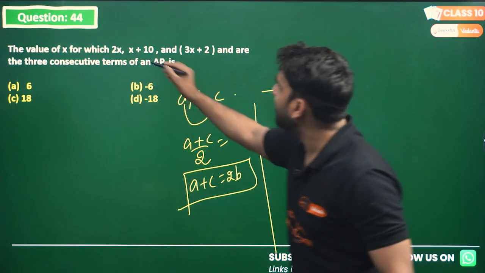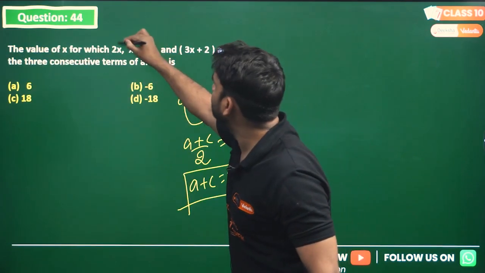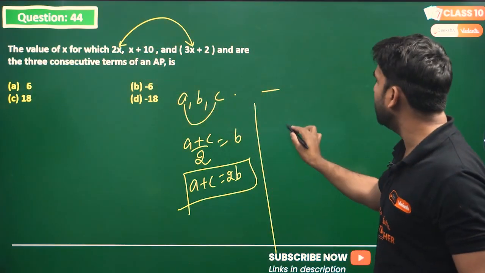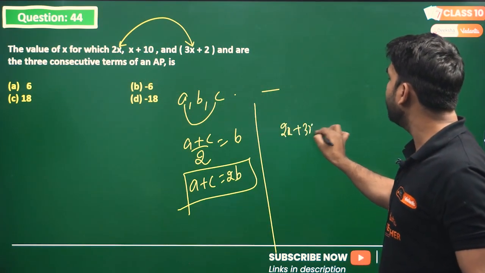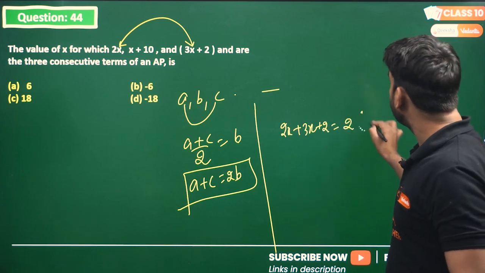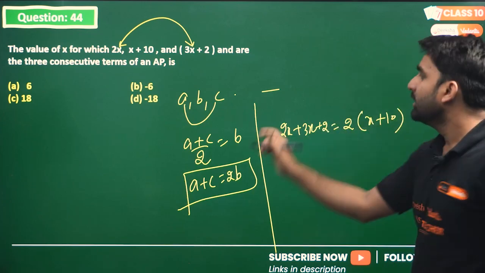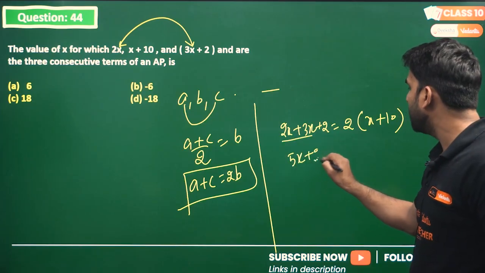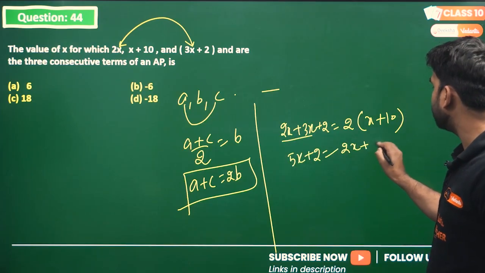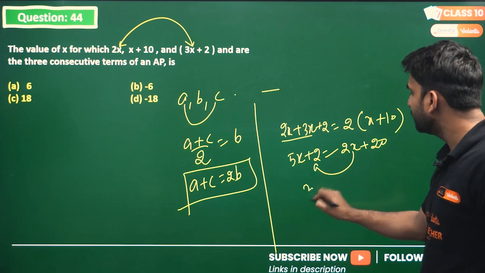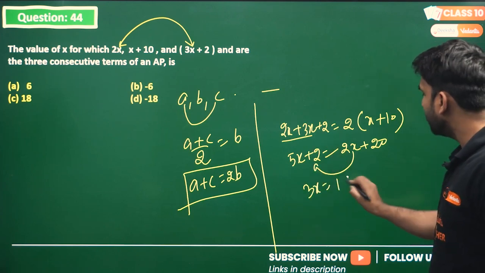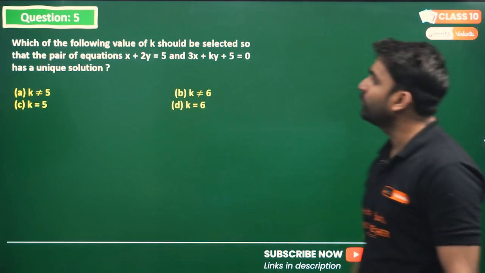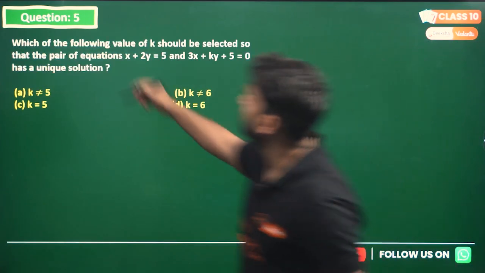So A plus C, A is what? This. A is 2 and this is C here. So A plus C, it means 2x plus 3x plus 2 will be equal to twice the middle value. Come on, my dear. Now use this formula. You can get the 2 plus x will be 5x plus 2. Can we open the bracket? 2x plus 20, right? 2x will go there, so 3x will be there. 2 will come here, so 18 will be there. Oh wow, x is 6. Option is there.